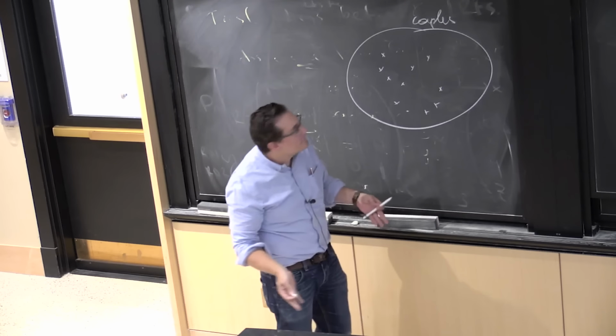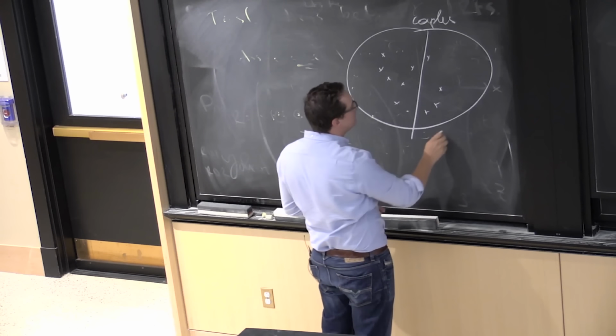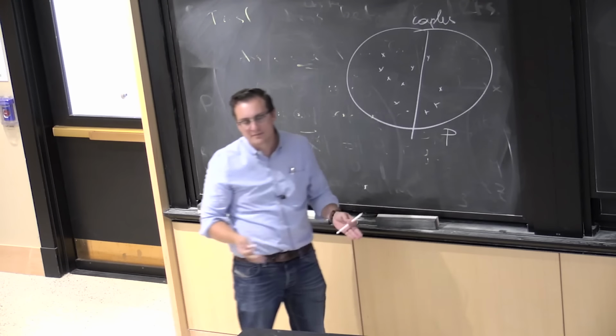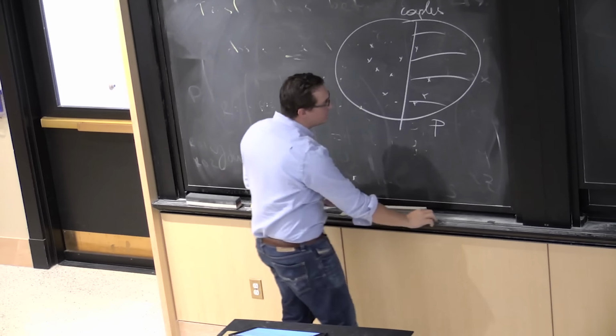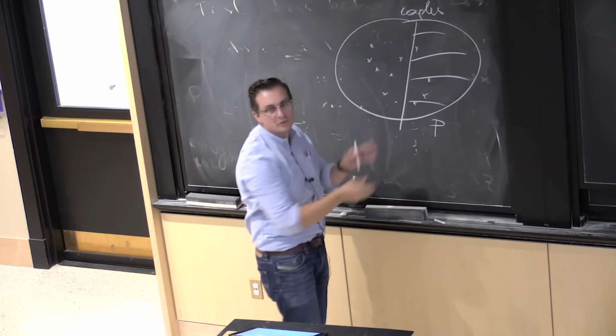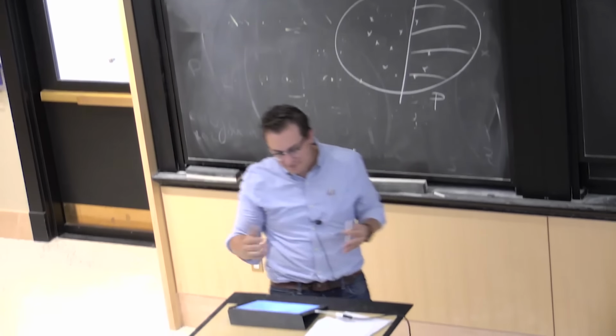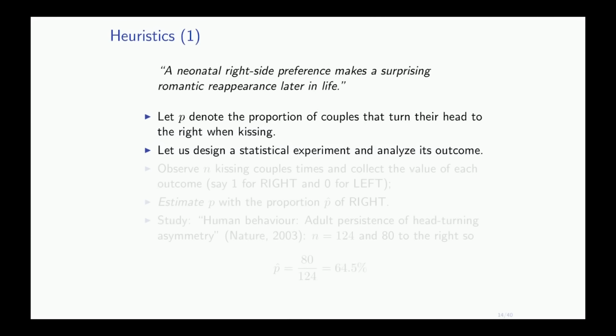And we know that in this thing, there's basically a proportion of them that's P, the proportion of them that's bending their head to the right. So everybody on this side is bending their head to the right. And hopefully we can sample this thing uniformly. That's basically the process that's going on. So this is the statistical experiment.